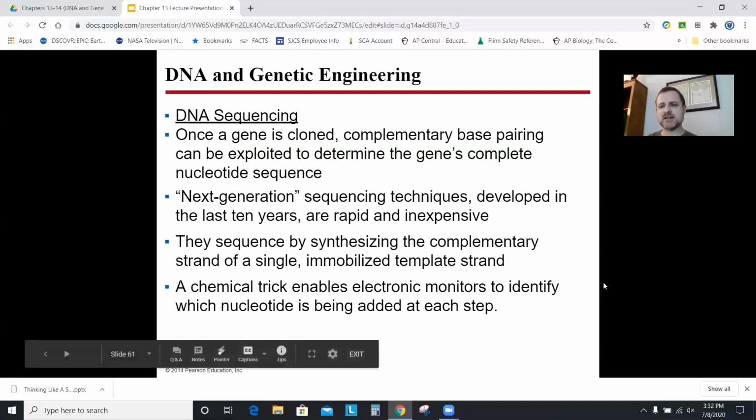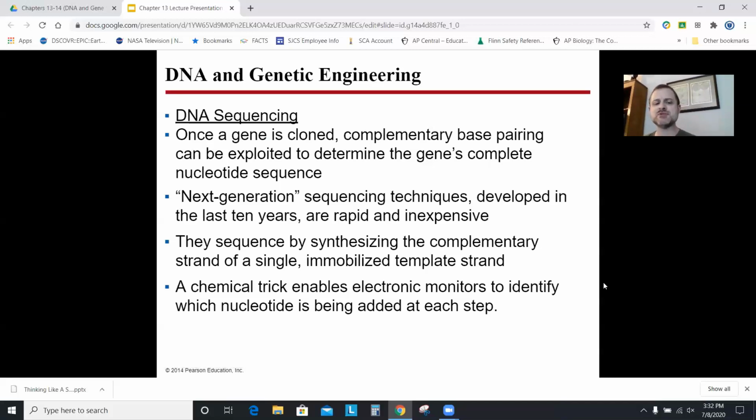The last thing that I want to say is a word on DNA sequencing. DNA sequencing is a way of taking a DNA strand and figuring out what the sequence is. ATG, CTC, ATCT, ATG. What is the sequence? You had to know the sequence to do stuff.